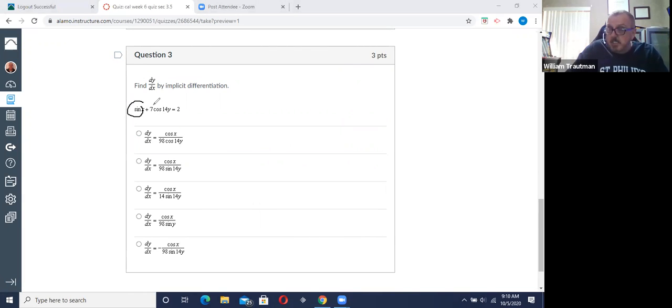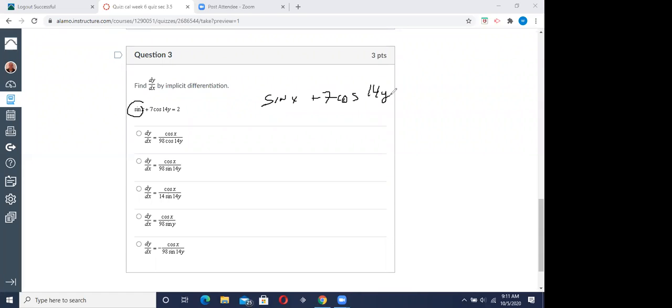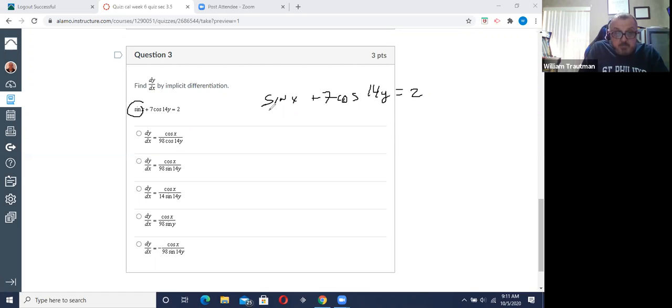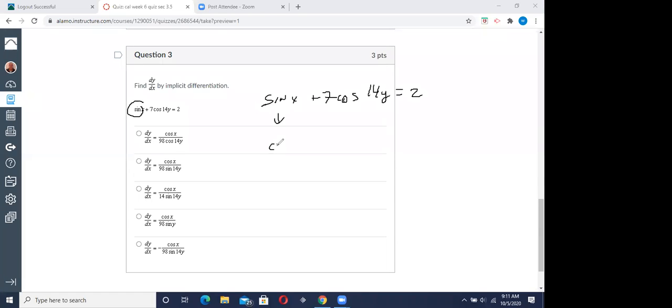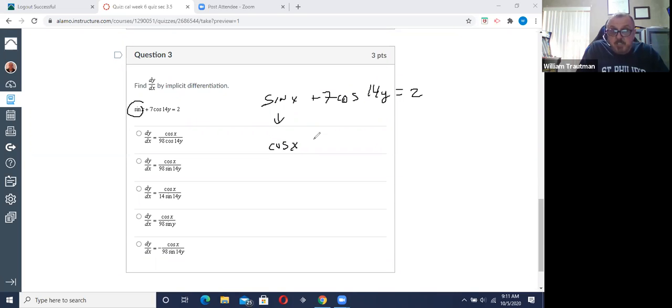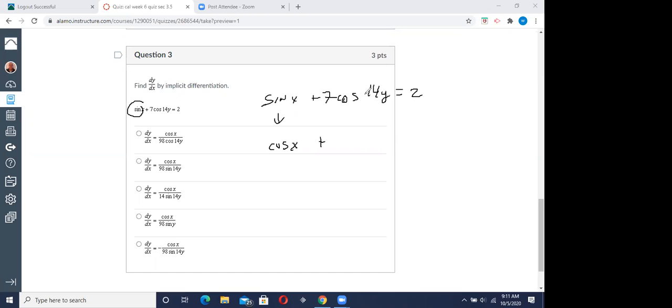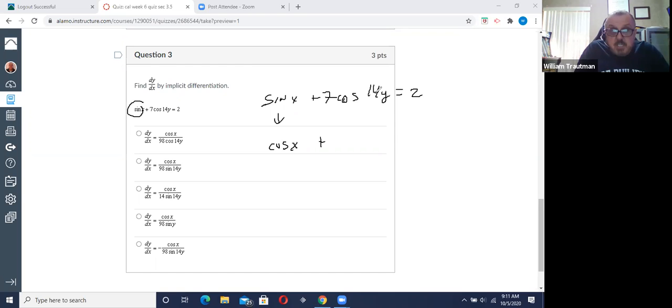Derivative of sine. If you go to the formula sheet, well, let me write it over here. Sine x plus 7 cosine 14y equals 2. The derivative of sine on our formula sheet, the derivative of sine is cosine. And we're taking it with respect to x, so we don't have to put an x prime. Here, the derivative of cosine of 14y.